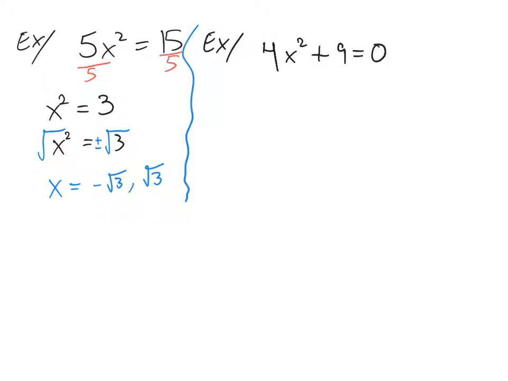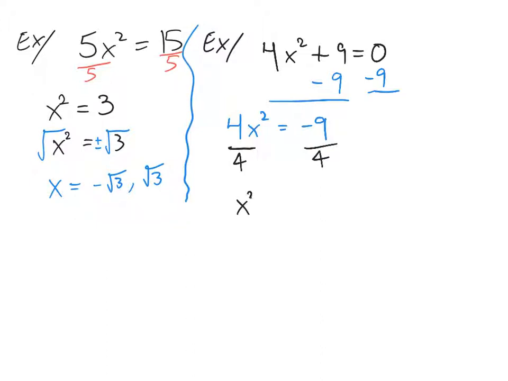Let's set that equal to 0. Okay, so again, our goal is to solve for this x squared. We want to isolate it first. All right, so let's go ahead and subtract 9 from both sides, and you end up with 4x squared equals negative 9. And then now we see we're going to have to divide both sides by 4. Divide both sides by 4.